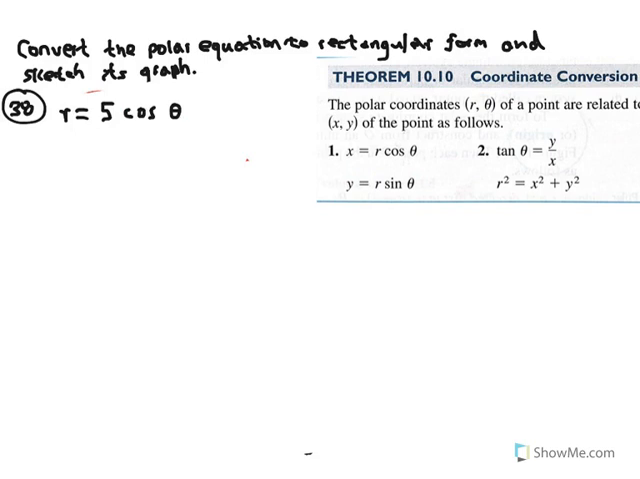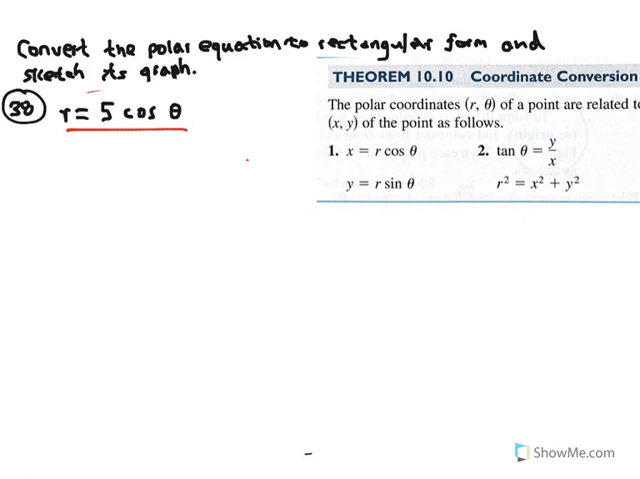We'd like to conclude our lesson for today by looking at number 38, convert the polar equation to rectangular form and sketch its graph. Of course, we've already seen this particular polar equation, and we've already seen the graph of it. The graph is a circle with diameter 5.